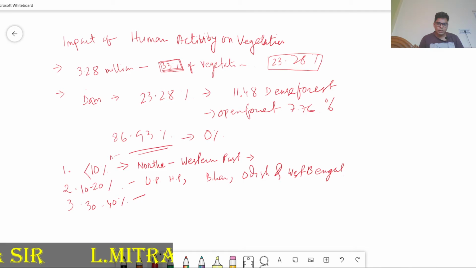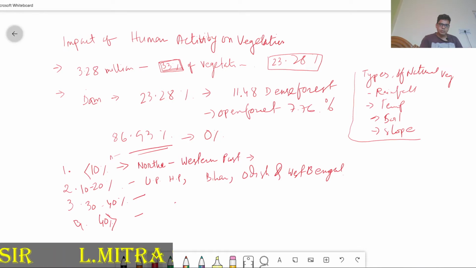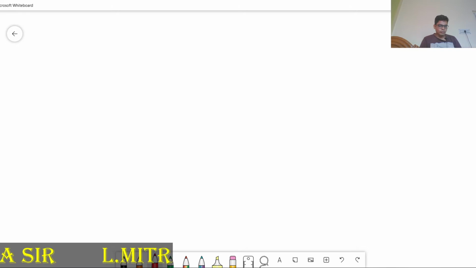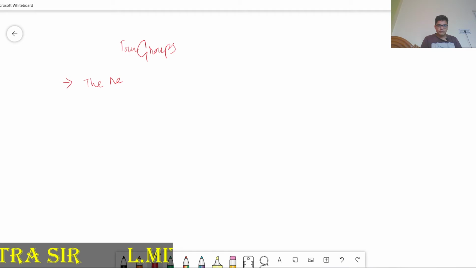If we discuss in another way, on the basis of the percentage of actual forest, they have been grouped into four groups. What are these four groups? The first group is the region of high concentration, the very high group.